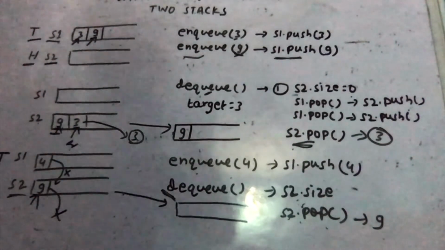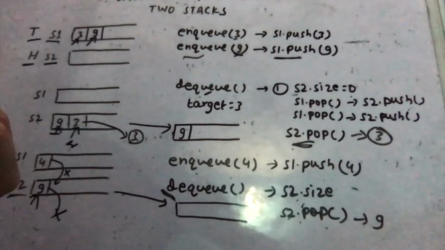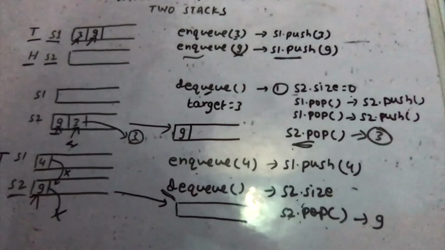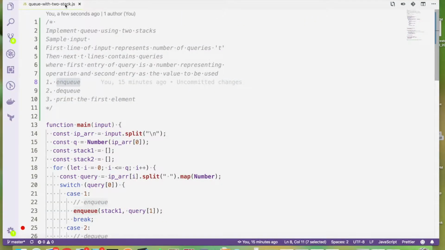So that's how the problem of implementing a queue using two stacks can be solved. We have already discussed how to implement a queue using two stacks. Let's go ahead and implement it to see how it works in actual code.